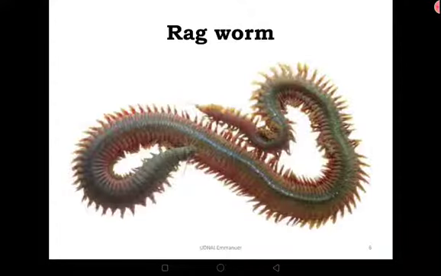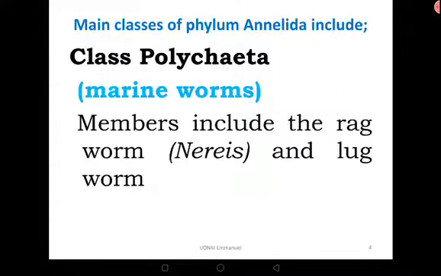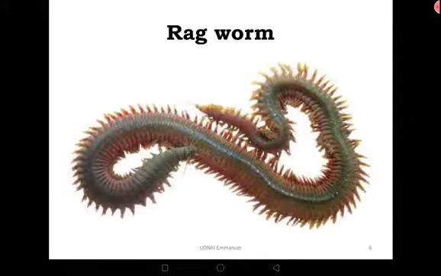The ragworm, I hope you can see now where the parapodia are and the chaetae. Those very many projections you are seeing there are the parapodia, and attached to them are very many chaetae. That's where the name Polychaeta comes from. They have many chaetae.